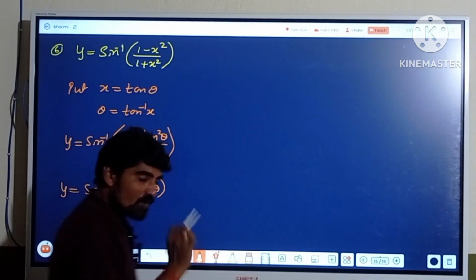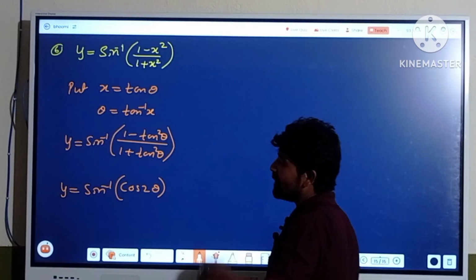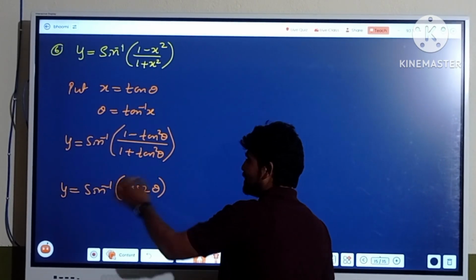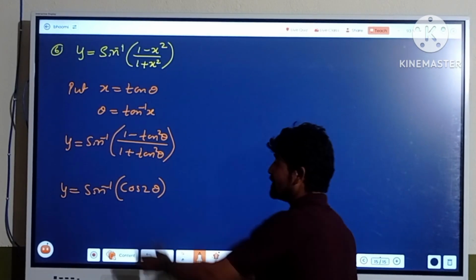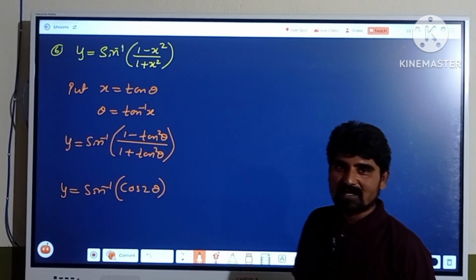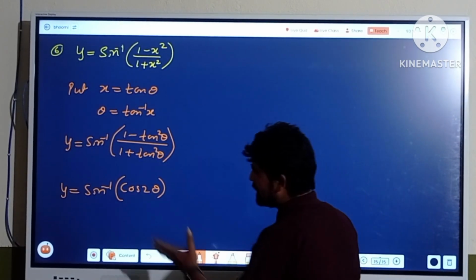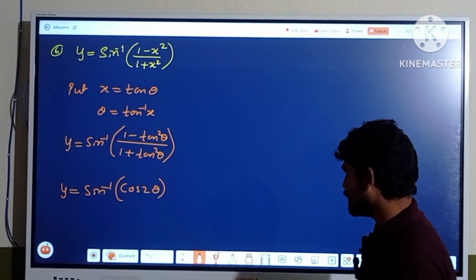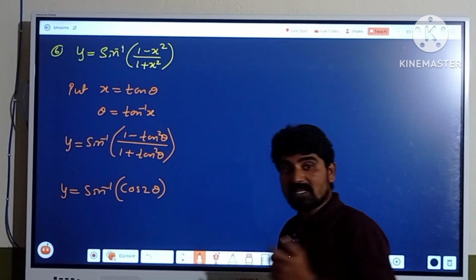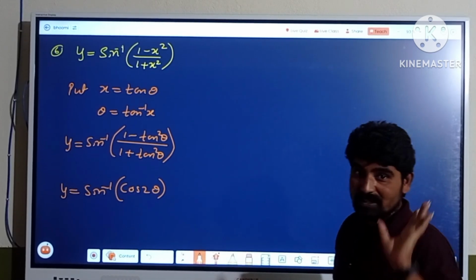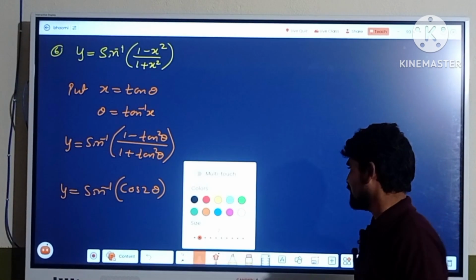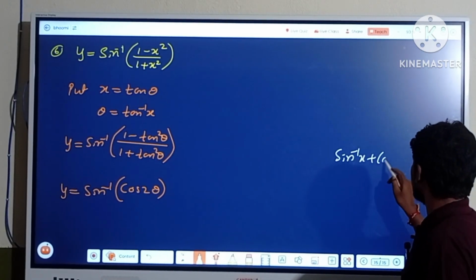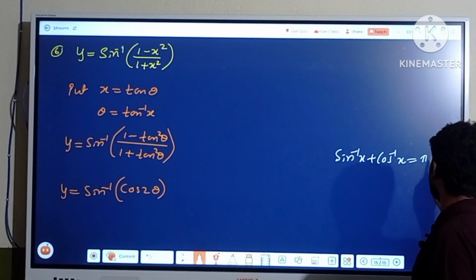Now observe here, we know the property sin inverse of sin of something, or cos inverse of cos of something. But here we got sin inverse of cos of something. So first we need to convert this into a standard inverse trigonometric function property. This can be converted in two different methods. First, by using the property of inverse trigonometric function: we know that sin inverse x plus cos inverse x is equal to pi by 2.